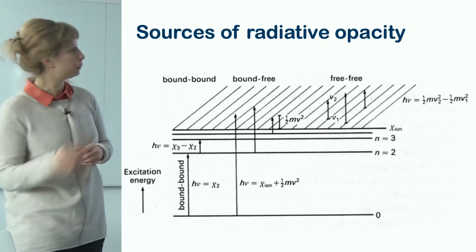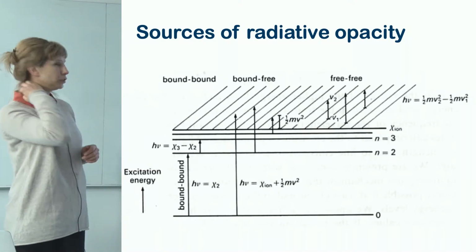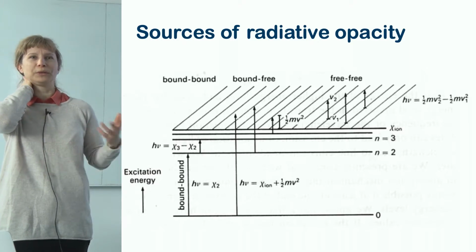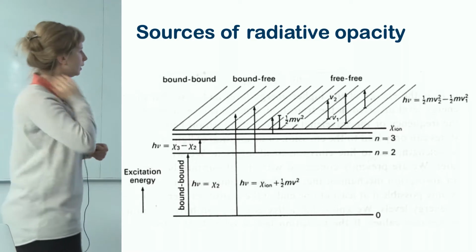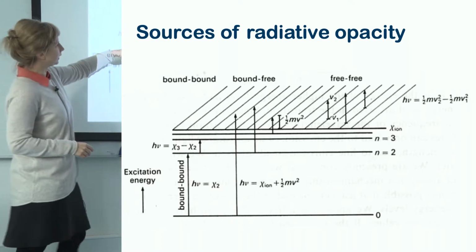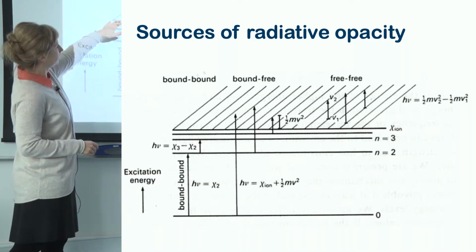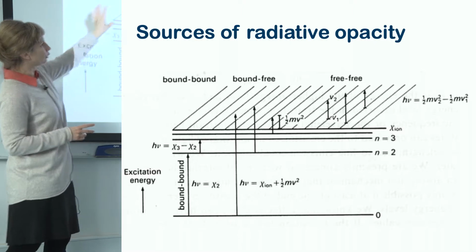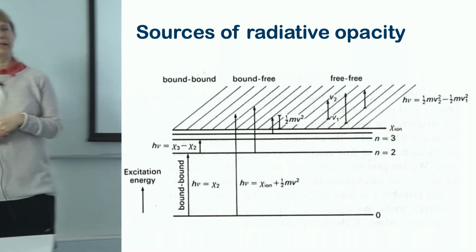Let's look at a typical energy diagram for an atom. So this is an atom. I'm not specifying which atom it is. This is the ground state of our atom, and this is our n equals 2, n equals 3, etc. And this is where we have ionisation. And these arrows represent the types of opacity that we might have in a star.